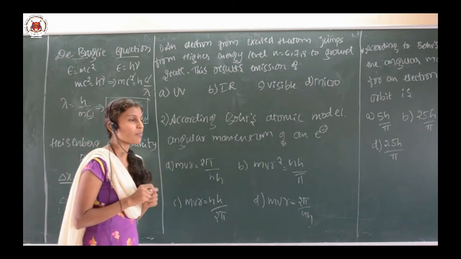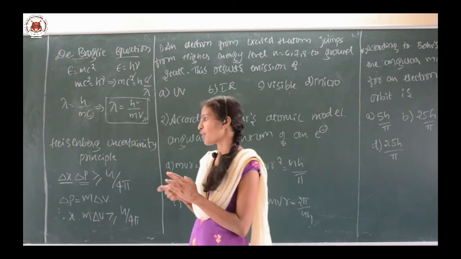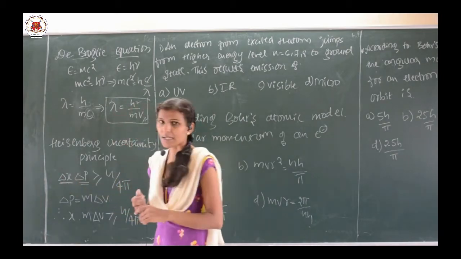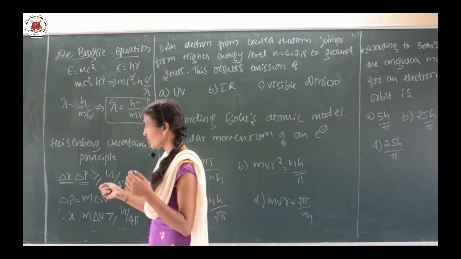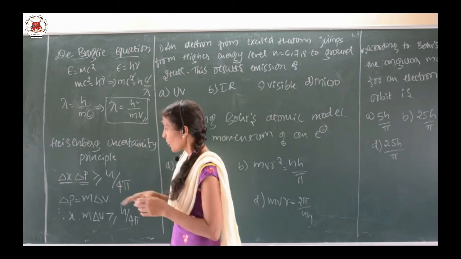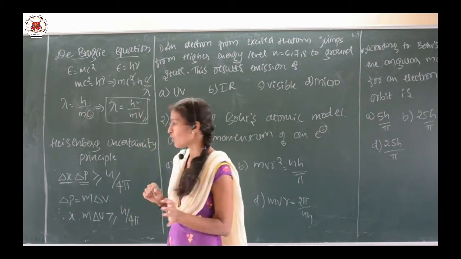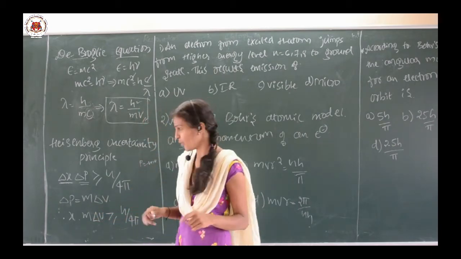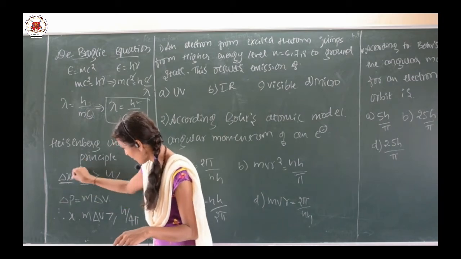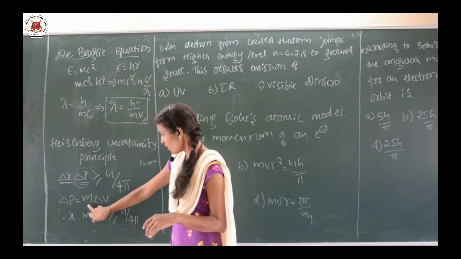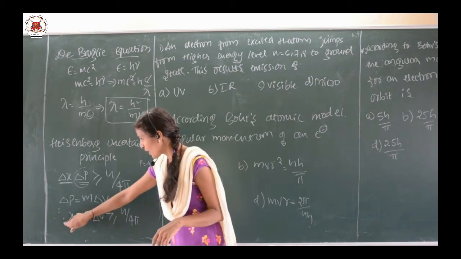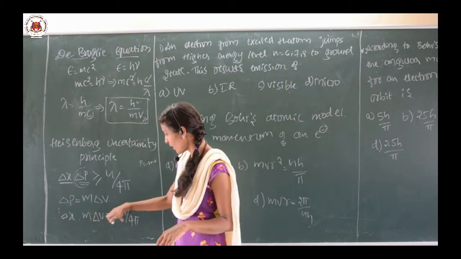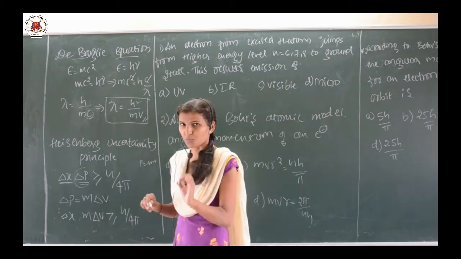So, it is impossible to determine the exact position and momentum of an electron simultaneously, that is mathematically given as delta x into delta p, which is greater than or equal to h upon 4 pi, and p is the momentum, which is p equal to m into v. So, instead of delta p I am going to replace that term as m into delta v. So, delta x into m into delta v is greater than or equal to h upon 4 pi.